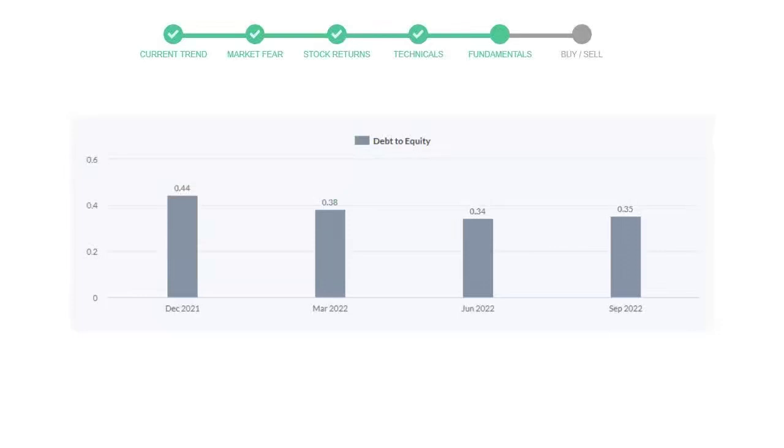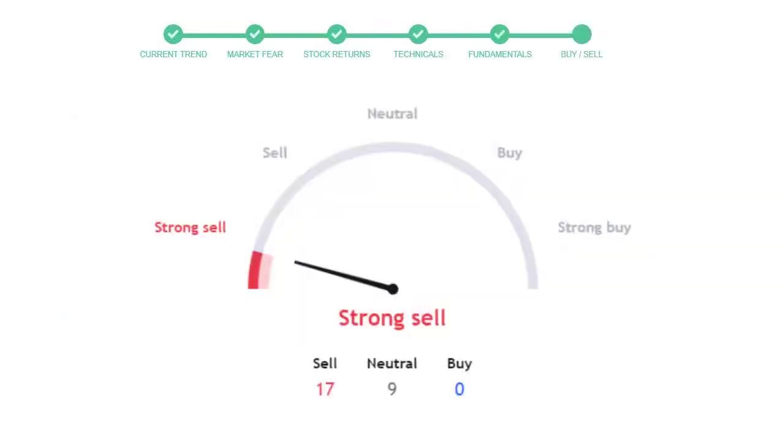Let's see debt numbers. Debt to equity number tells us how much the company is in debt. In the first quarter, it was 0.44. Then it decreased to 0.38. Then in the third quarter, it again went down to 0.34. In the recent quarter, the debt score increased to 0.35. Generally, this ratio should not be over 2.0.